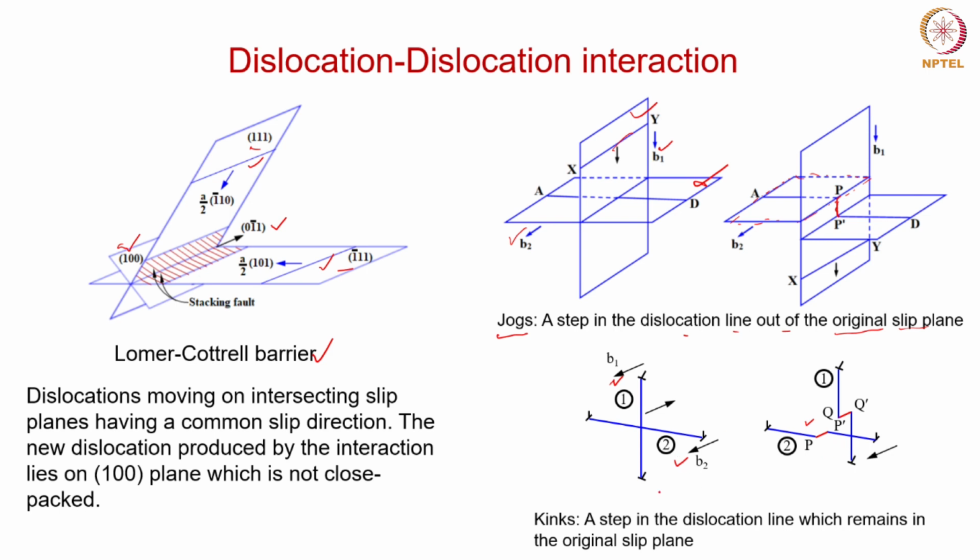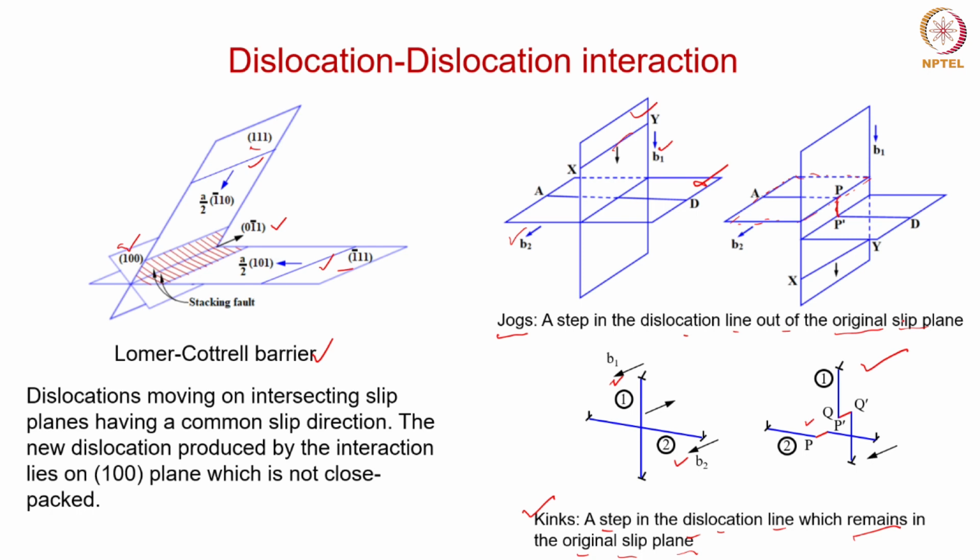So such steps which lie in the original slip plane, which remain in the original slip plane, are known as a kink, okay. So a kink is a step in the dislocation line which remains in the original slip plane, as you could see from this particular figure, okay.